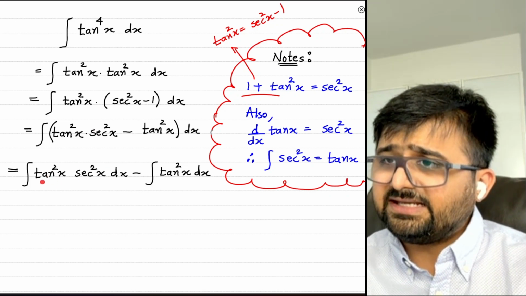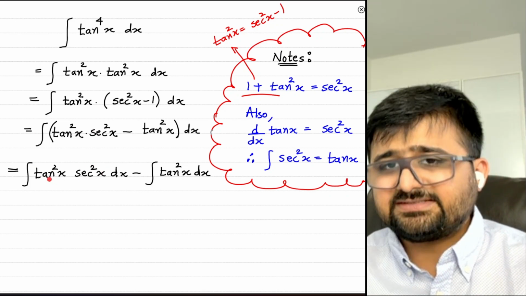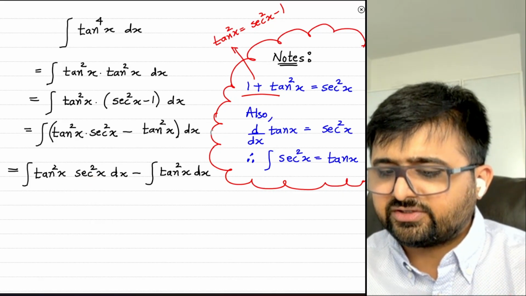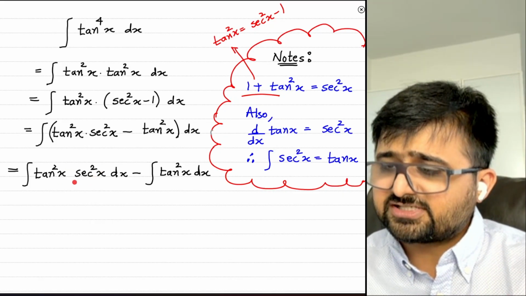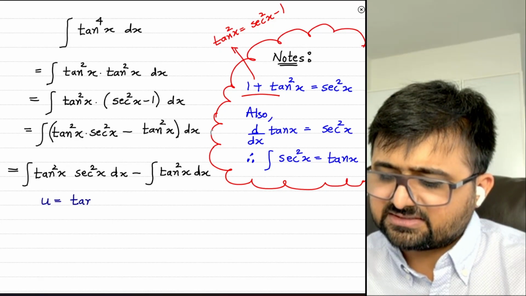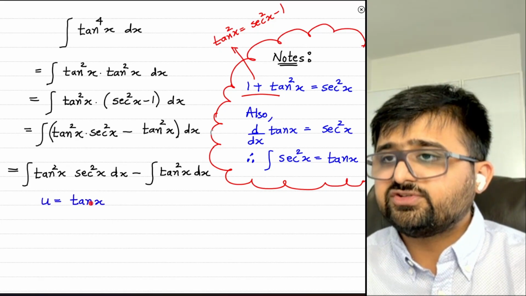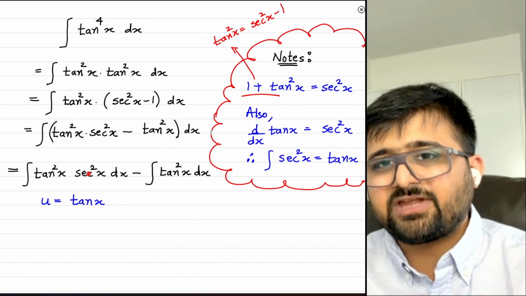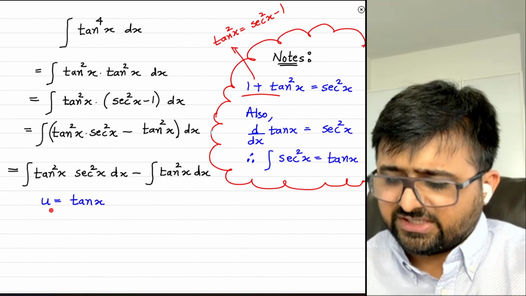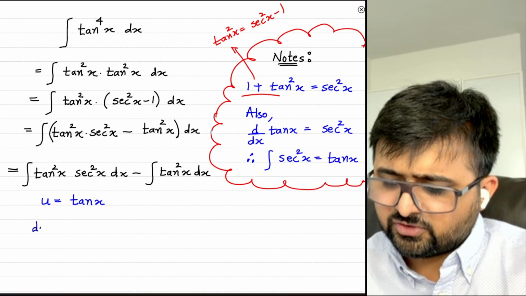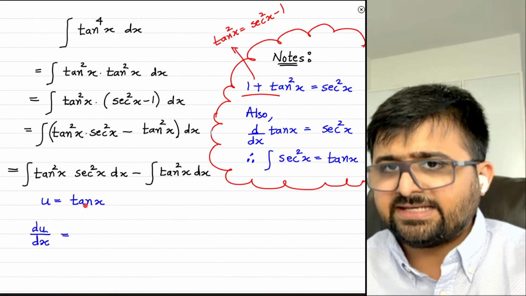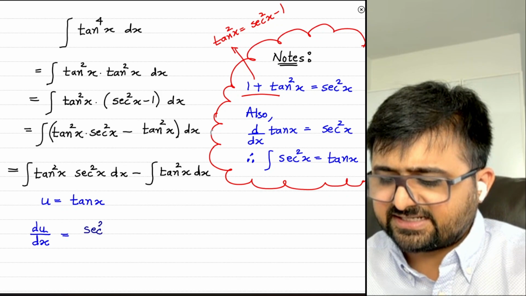Now, in order to integrate the first integral, notice that the derivative of tan x, sec square x, is present over here. So we can say let u be equal to tan x. We can make that substitution because the derivative of tan x, sec square x, is present. Now we differentiate both sides with respect to x. So we have du by dx, the derivative of u with respect to x. The derivative of tan x with respect to x is sec square x.